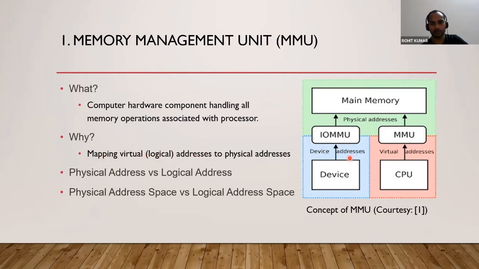In this figure, there are device addresses, related to input output devices. Then there are virtual addresses, which means all the addresses generated by the CPU. There is a dedicated memory management unit which is supposed to take care of the mapping from virtual addresses to physical addresses. That means you need to convert the addresses generated by the CPU to an actual address form that is supposed to be accepted by main memory.